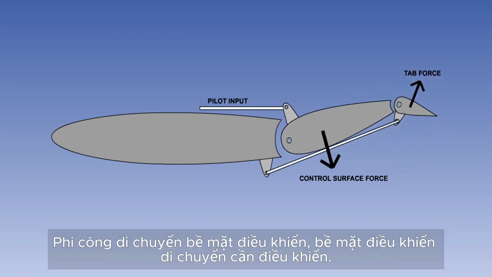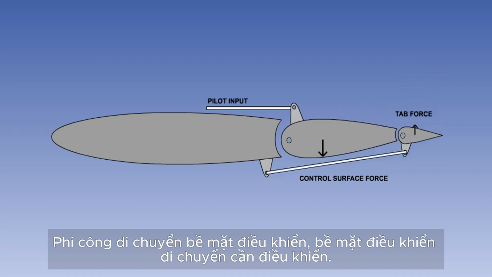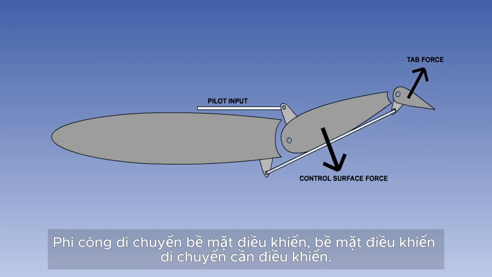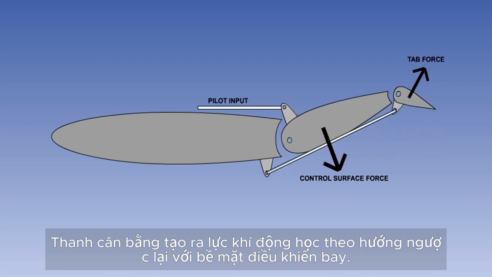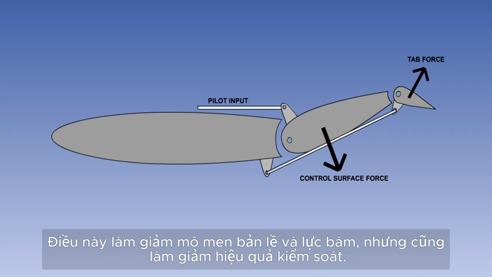The pilot moves the control surface, which moves the tab. The balance tab generates an aerodynamic force in the opposite direction to the flying control surface. This reduces the hinge moment and stick force, but will also give some reduction in control effectiveness.